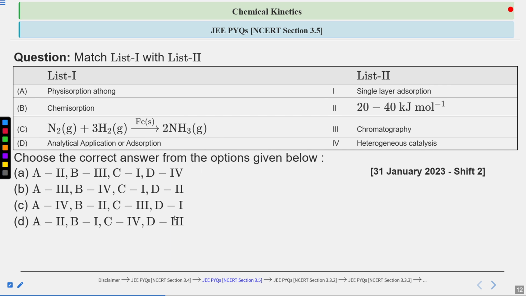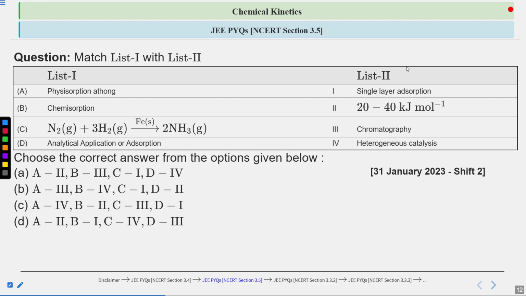So this is a JEE PYQ and this is covering NCERT section 3.5. The question is saying to match List 1 with List 2. List 1 and List 2 are already given in this table. List 1 has physisorption in the A part, chemisorption in the B part, N2 plus 3H2 in the presence of iron converting to 2NH3 in gaseous form in the C part, and the D part is analytical application of adsorption. So these are the four parts given in List 1.